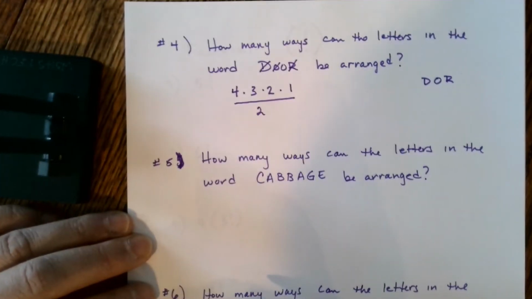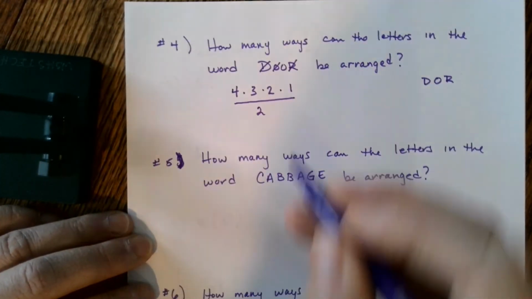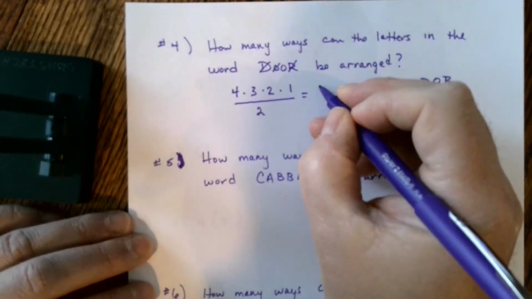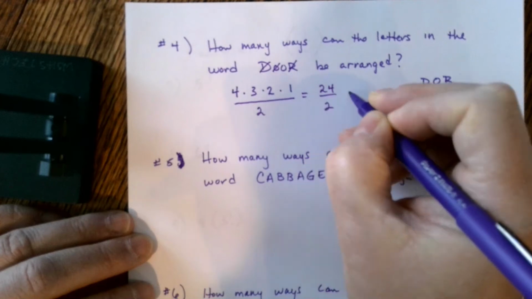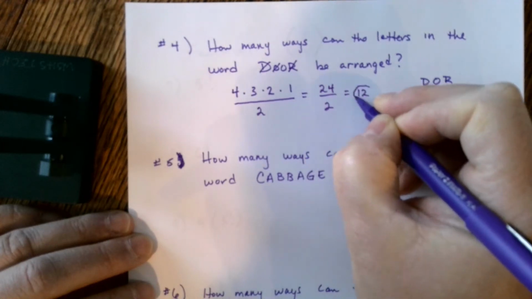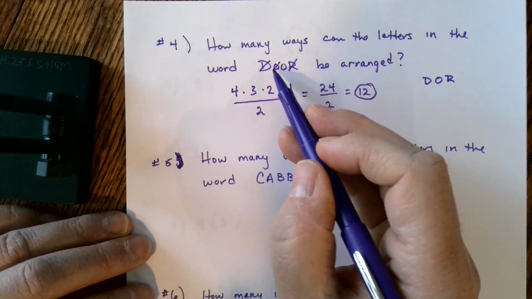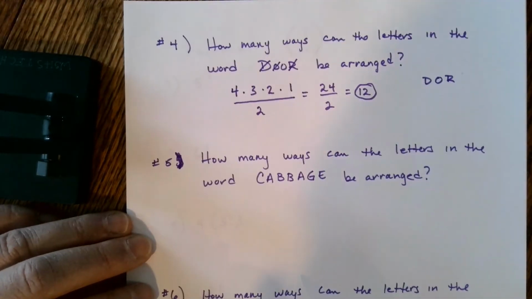So how many ways can the letters in the word door be arranged? It would simply be 4 times 3, which is 12, times 2, which is 24, divided by 2, which is 12. Again, we had to divide by 2 because there were 2 O's. If there were more than 2, then we would have to divide by how many O's we had.